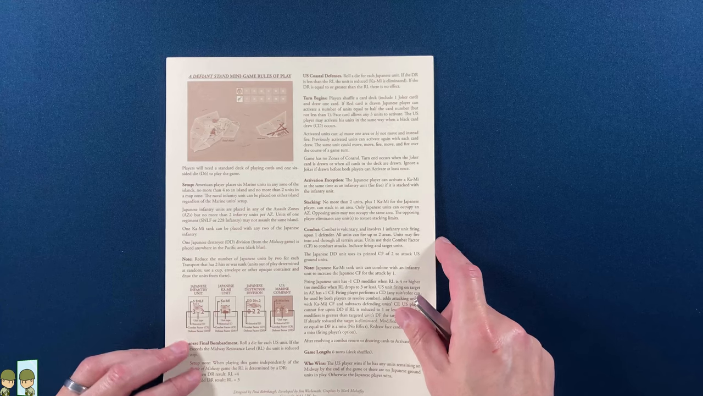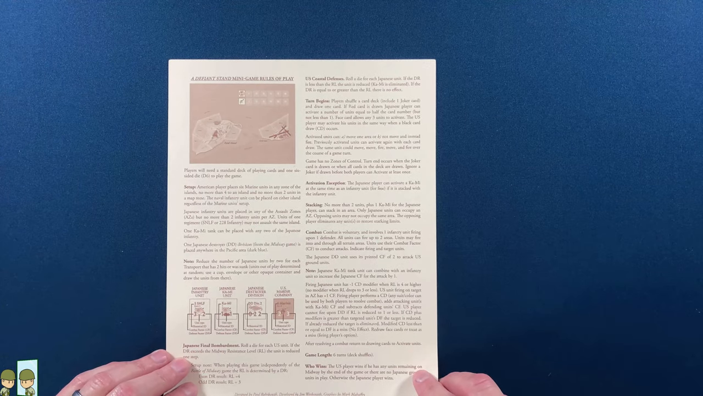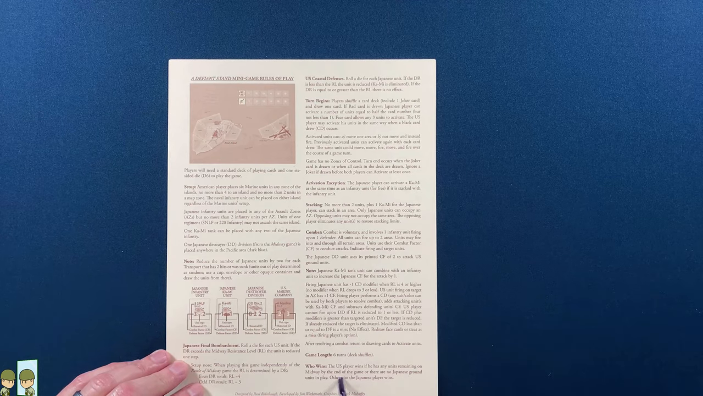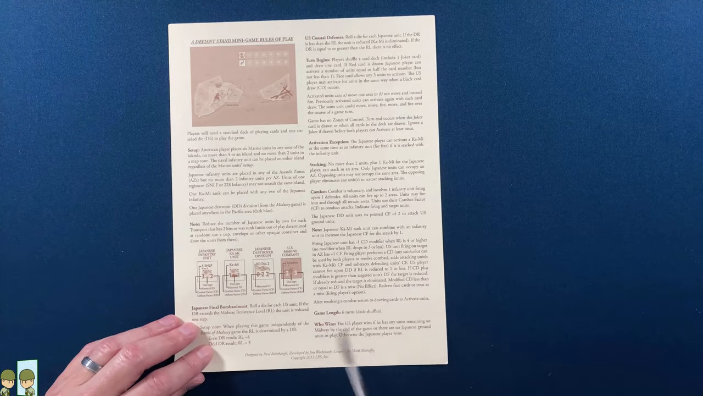A Defiant Stand mini game rules of play. So this might be just another scenario. U.S. player wins if he has any units remaining on Midway by the end of the game, or there are no Japanese ground units in play. Sounds like an invasion. So it's like a little mini game you could play. That's cool. We like more scenarios.